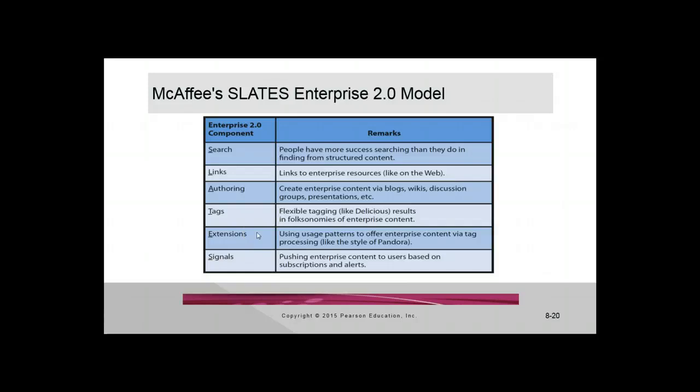Tools. We talked about the concept of Web 2.0. Just as a review, what did Web 2.0 mean? Or what does it mean? What are some of the components of Web 2.0?